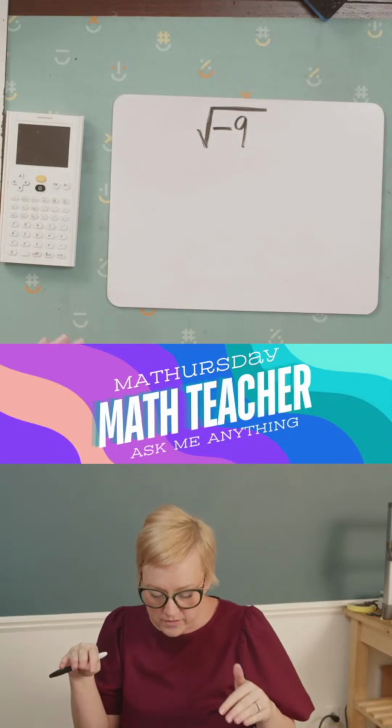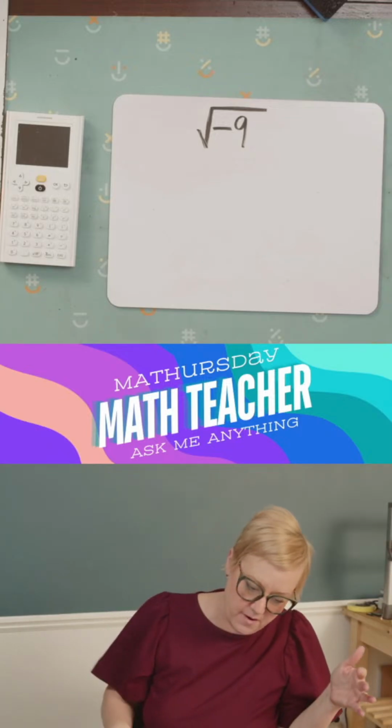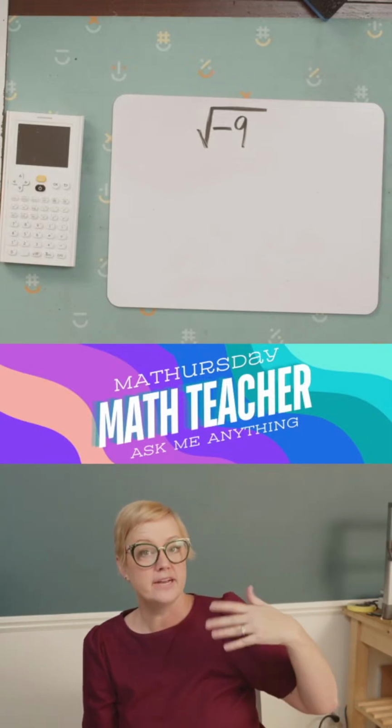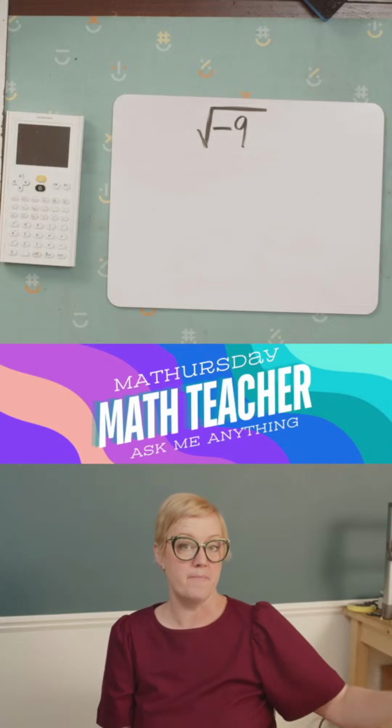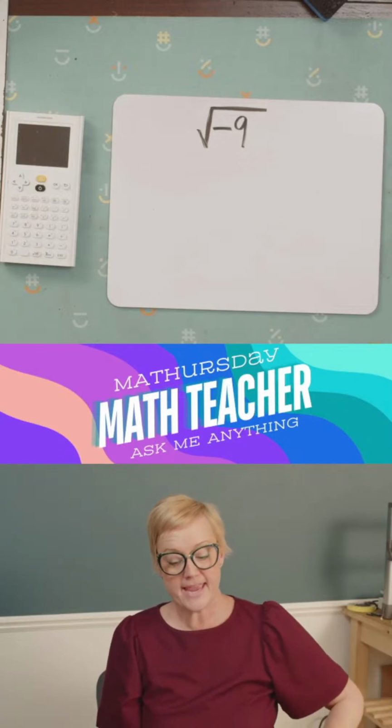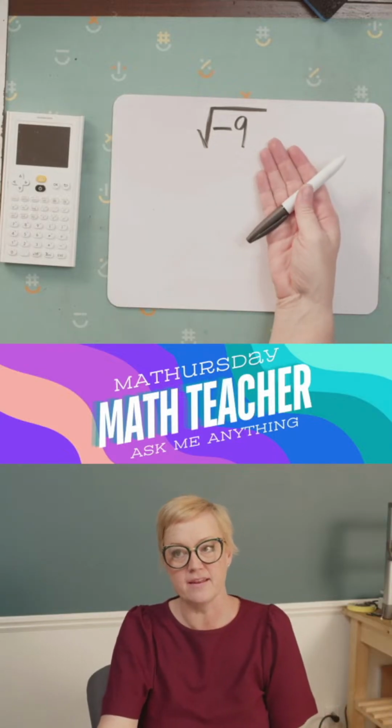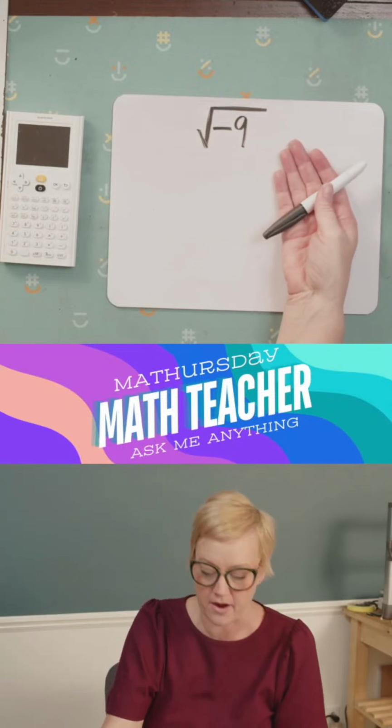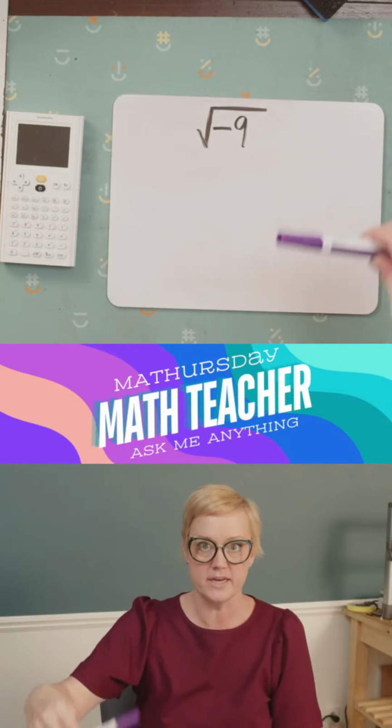You can't do a square root of a negative number. That is true if you're only talking about real numbers. But again, when we get to this point, mathematicians just didn't want to stop there. They wanted to keep going. They wanted to keep working with it.